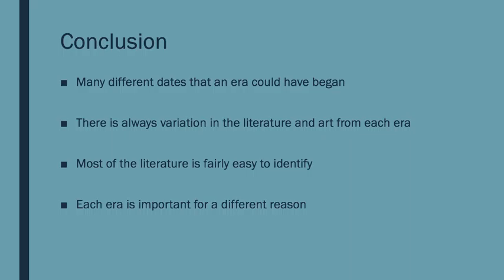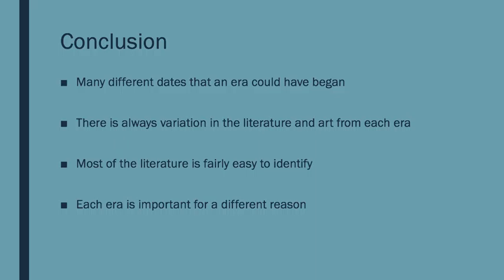All right. So in closing, I just want to state a couple things. One being that there are many different dates that an era could have begun. Many scholars will argue over different dates, but some are looked upon in a greater light than others. But there's always a great variety. There's also a great variety in the literature and art from each era.